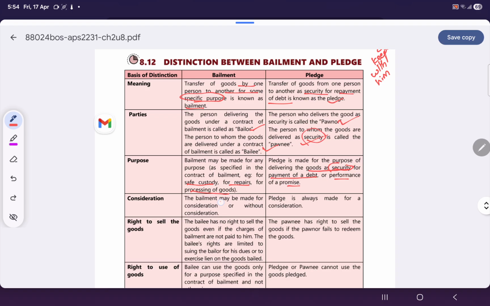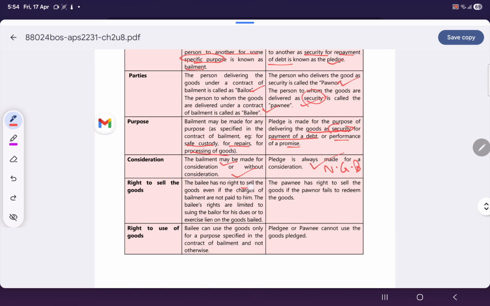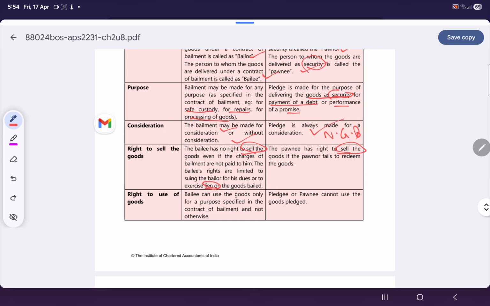Consideration: bailment can be with or without consideration. Pledge is always with consideration. It is always non-gratuitous bailment. The bailee has no right to sell the goods. Your pawnee has the right to sell the goods. The bailee's rights are limited to suing the bailor for his dues or exercising lien. They have only the right to lien, no right to sell the goods.